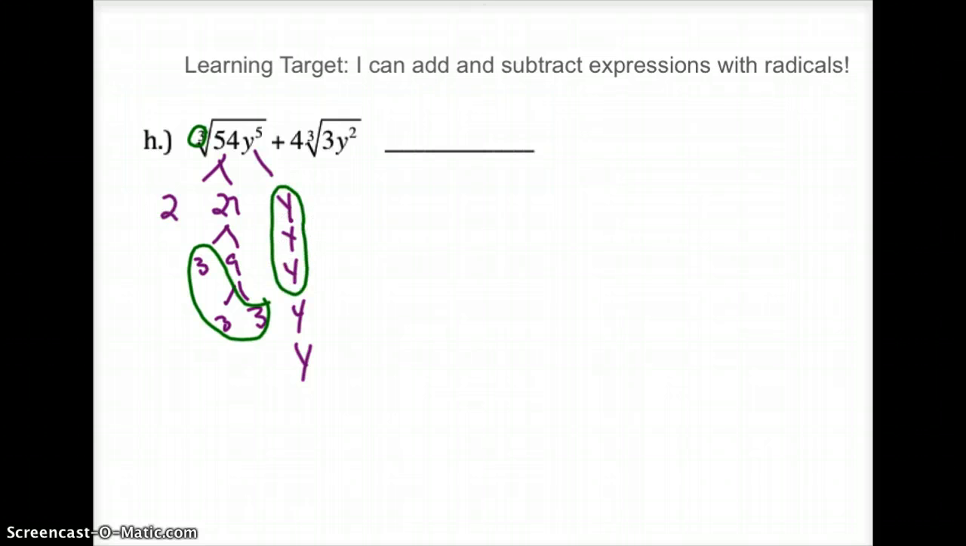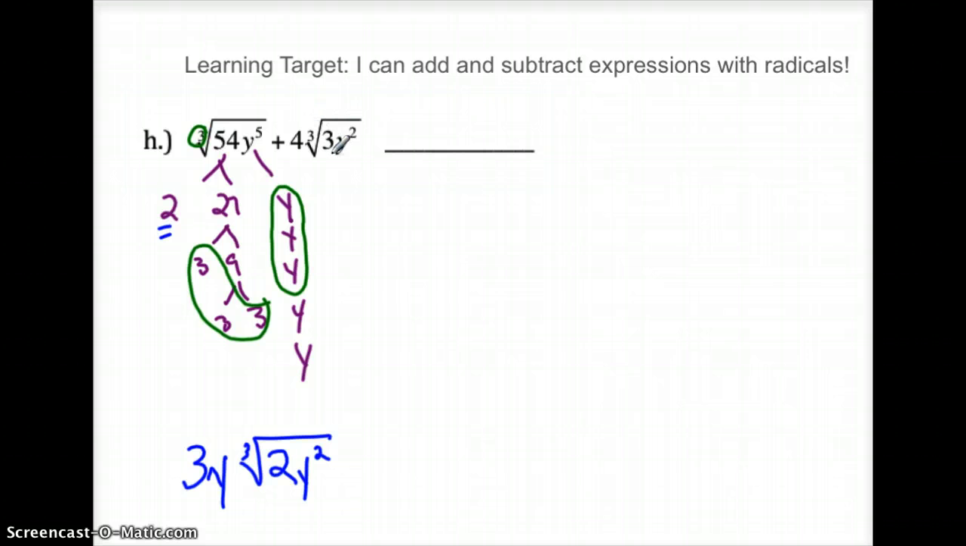So what's going to come out? From a set of 3's, I'm going to have a 3. Because I have a set of y's, a y. That's everything else. All I've got now is this leftover stuff. So let me make a cube root house and put it all back in. 2. And then I have y and a y, so y squared.